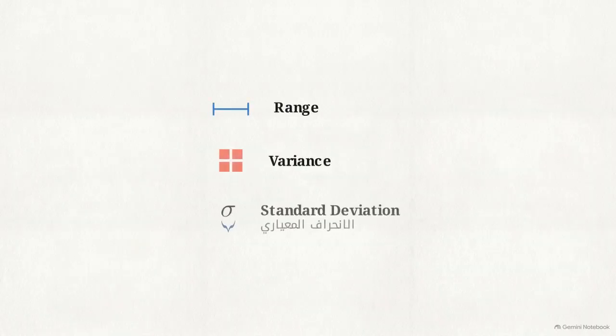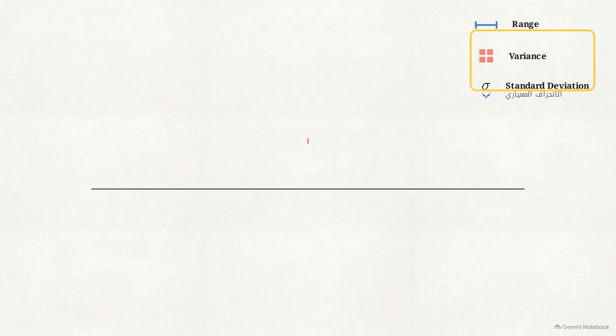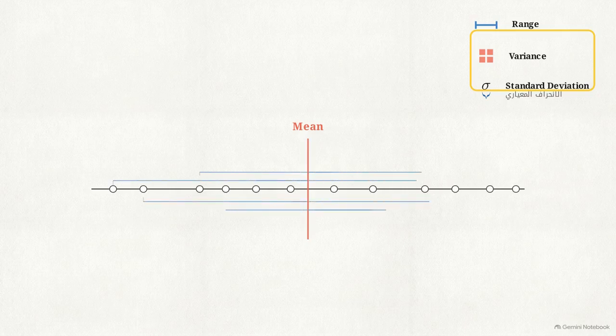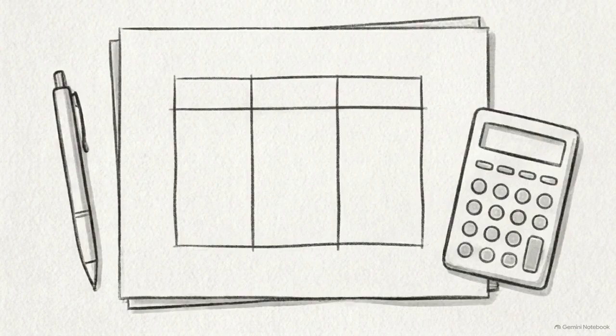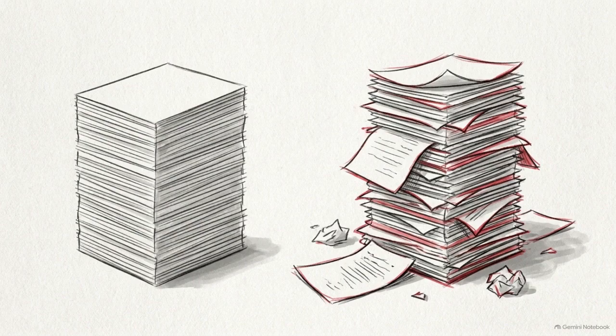Today, we will walk through the specific calculations for range, variance, and standard deviation to see how they quantify this spread. You can follow these steps manually. You will need a piece of paper, a basic calculator, and a blank 3-column table. Averages provide a center point, but measuring dispersion provides the context necessary to understand the risks hidden within that center.